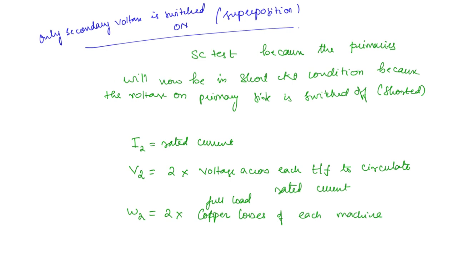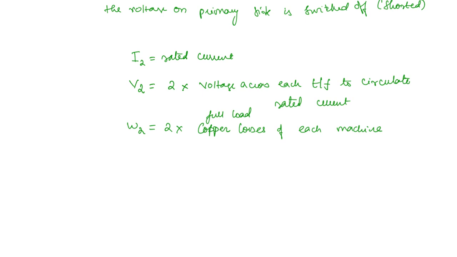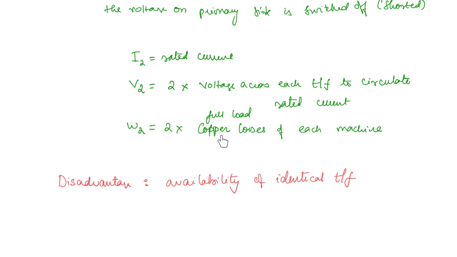But one major disadvantage of Sumpner's test is that the availability of identical transformers will be difficult. So why is this a problem? Why should the transformers be exactly identical? In each of the meter readings, we are just assuming that the voltage, copper loss, core losses and everything are equal, so we are writing twice of that. So from the meter readings, you can get the copper loss of each machine by just dividing by 2.